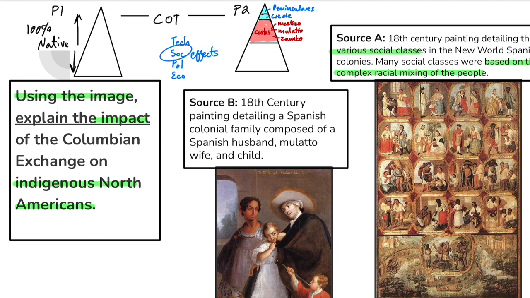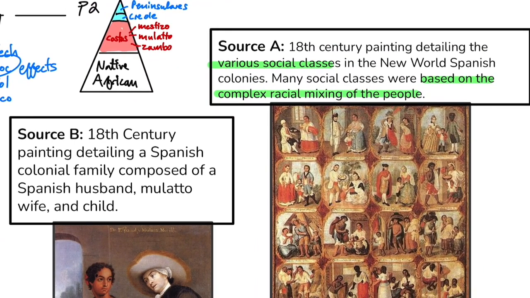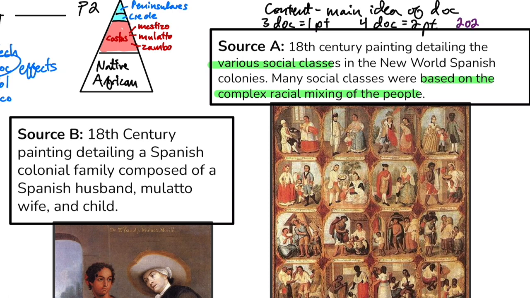Now, one of the points that you get for using the documents is the content point, which is summarizing the main idea. If you summarize 3 documents, how many points do you get? 1 point. If you summarize 4 documents out of the 7, you get 2 points. And remember, you can't quote in your essay. You can't take this source line and make that your content statement.